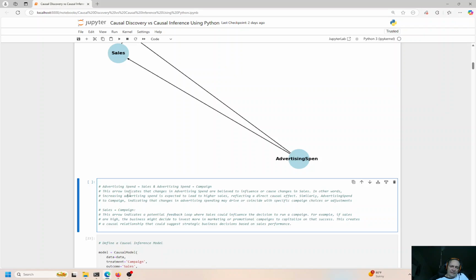The arrows indicate that the changes in advertising spend are believed to influence or cause changes in sales. And that would make sense, right? If you're spending more on advertising, your sales should increase. If it doesn't increase, something is probably wrong there. And if it actually decreases, like if you increase your advertising spend and sales decrease, something's definitely wrong there, right? So you have to look into that.